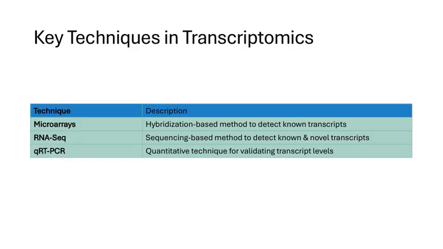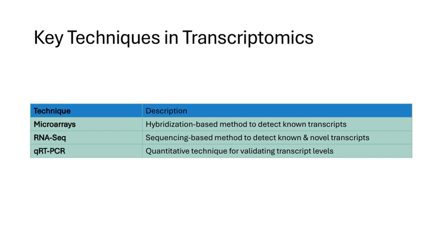Now, let's take a closer look at some of the key techniques used in transcriptomics. On this slide, we've got a table that highlights three main methods: microarrays, RNA-seq, and qRT-PCR. Starting with microarrays, this is a hybridization-based approach. It allows us to detect known transcripts by hybridizing labeled RNA to complementary DNA probes on a chip.